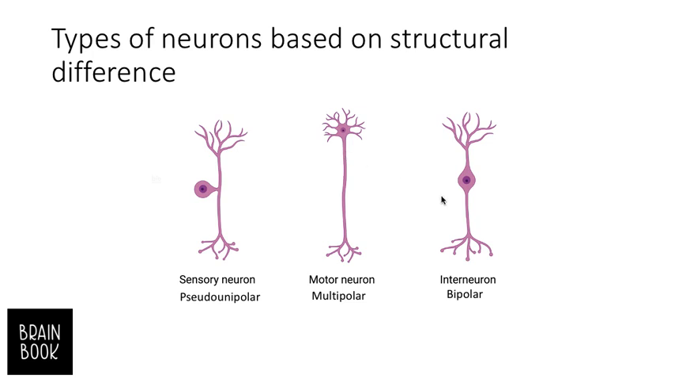And we have bipolar neurons here. From one side we form dendrites, and from another side we form an axon. It's a kind of bipolar neuron. And these pseudo-unipolar, multipolar, and bipolar neurons are considered as, for example, this kind of neuron is an interneuron, this is a motor neuron, and another one is a sensory neuron. This classification is based on structural differences.